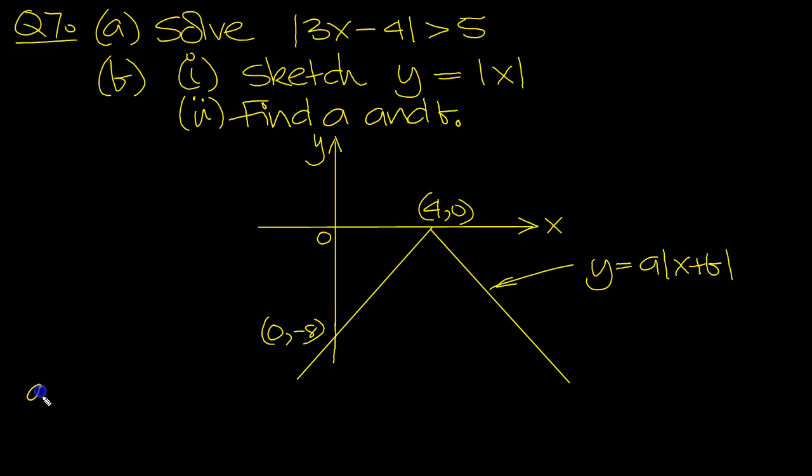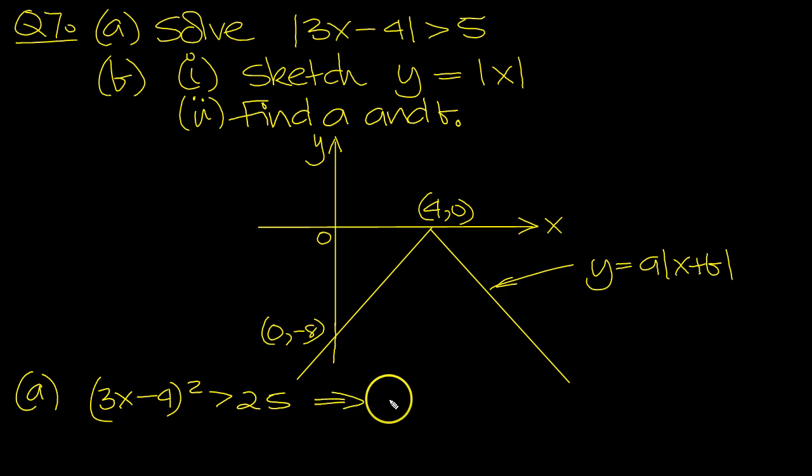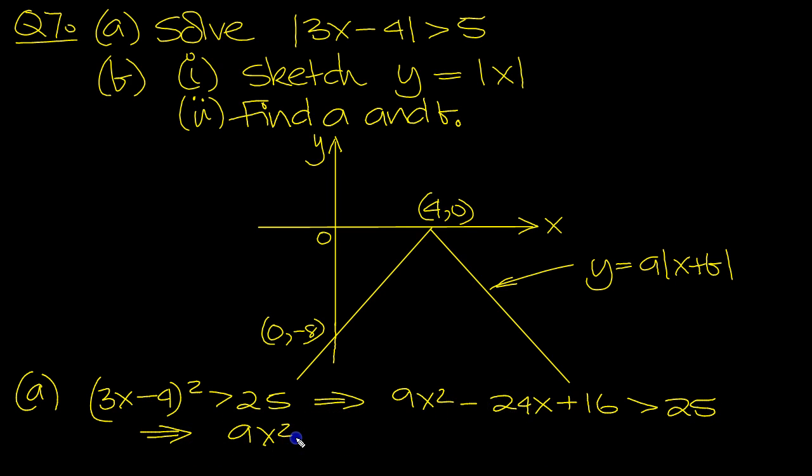So let's solve this one first, part a. Square both sides, they're both positive, so the modulus of 3x minus 4 squared is just (3x minus 4) squared, is greater than 25. Expand the bracket: 9x squared, minus 12 is minus 24x, and then minus 4 times minus 4 is plus 16, is greater than 25. That tells us 9x squared minus 24x, and then take 25 away from both sides. 16 minus 25 is minus 9, is greater than 0.